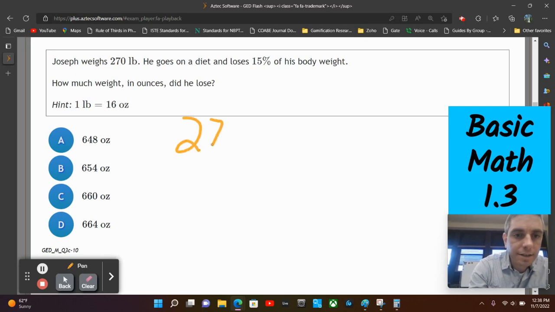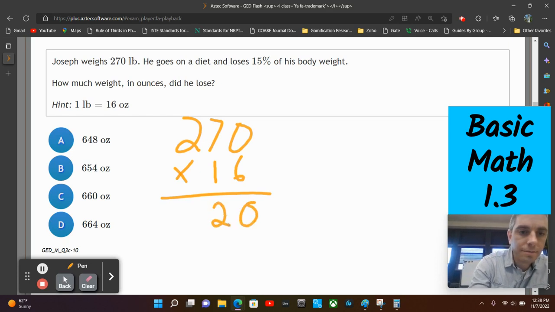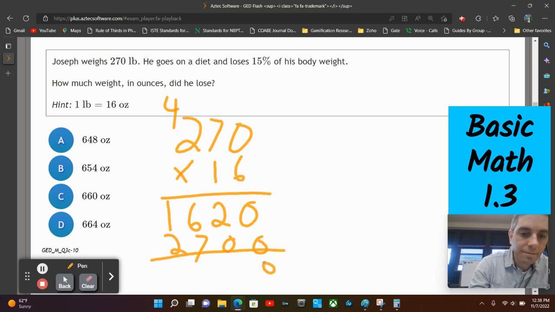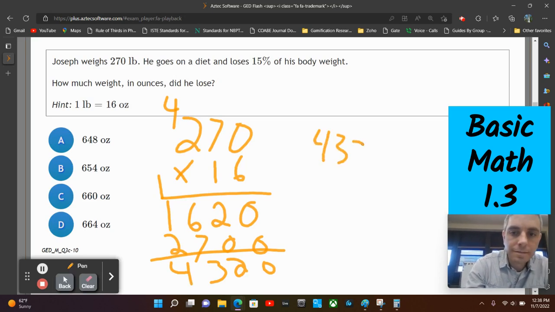So 270 times 16. 6 times 0 is 0. 6 times 7 is 42. And that's 16. 1 times 0 is 0. 7 and 2. Add these together. You get 4320. We're going to then times that by 0.15.